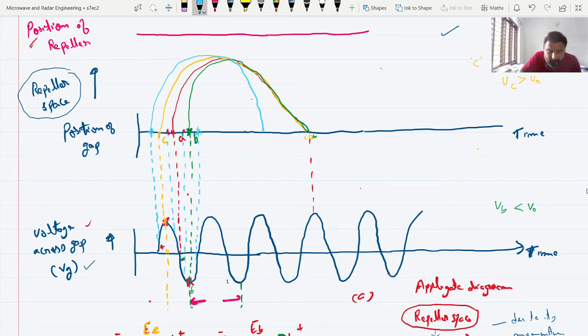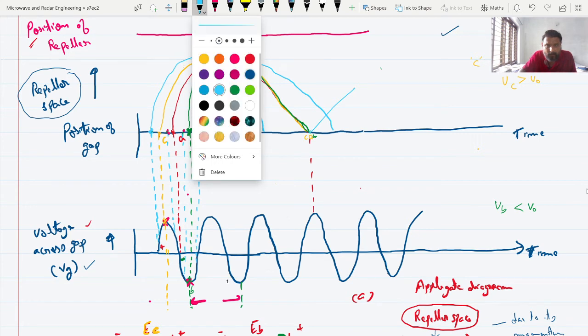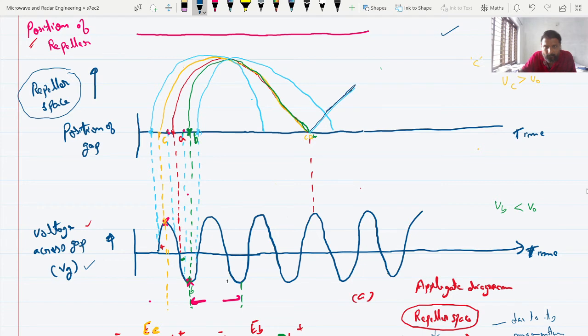So what happens? This will come like this, and it will come after the bunch. This electron will come after the bunch. Keep in mind, this is nothing but the electron bunch.